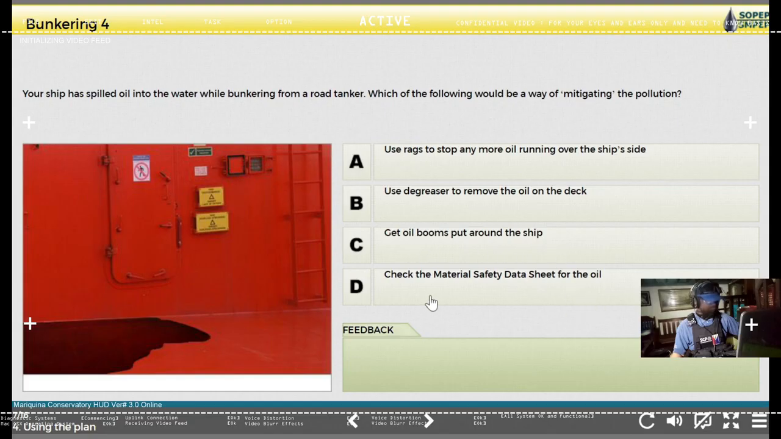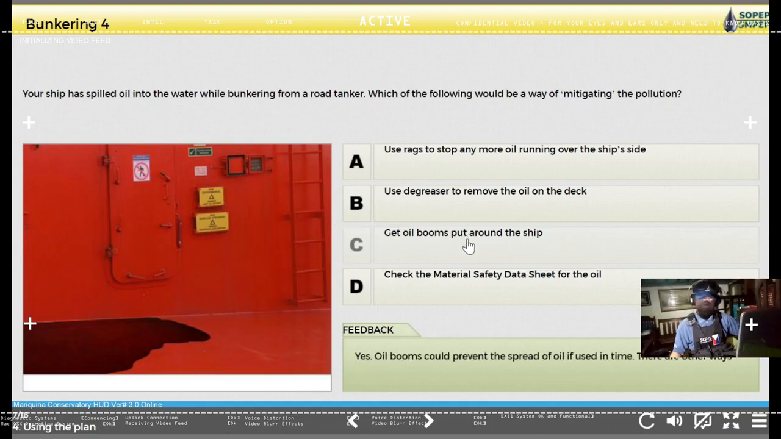Well, it's already on the water, so the best thing we could do is get some device to stop the oil from spreading on the water. So I think letter C would be a nice option here, which is get oil booms and put them around the ship. Yep, that was what I meant, and it turns out I was correct with that.